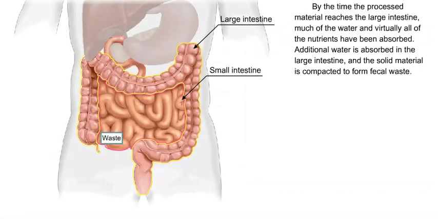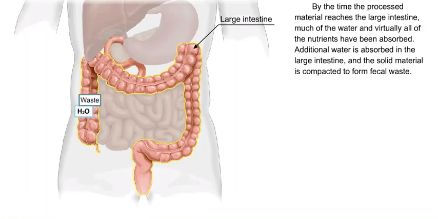By the time the processed material reaches the large intestine, much of the water and virtually all of the nutrients have been absorbed. Additional water is absorbed in the large intestine, and the solid material is compacted to form fecal waste.